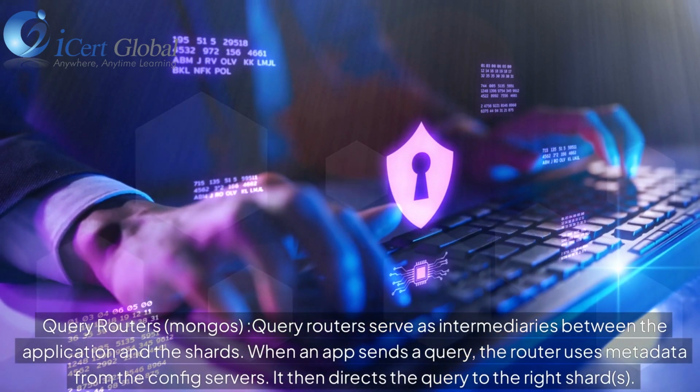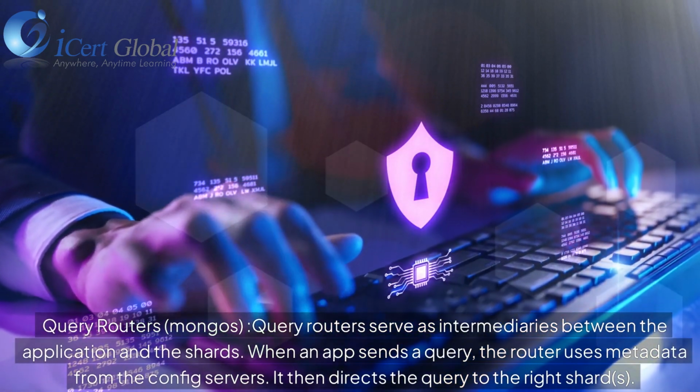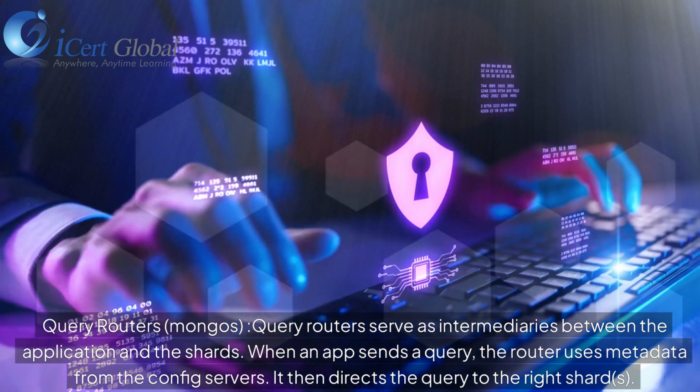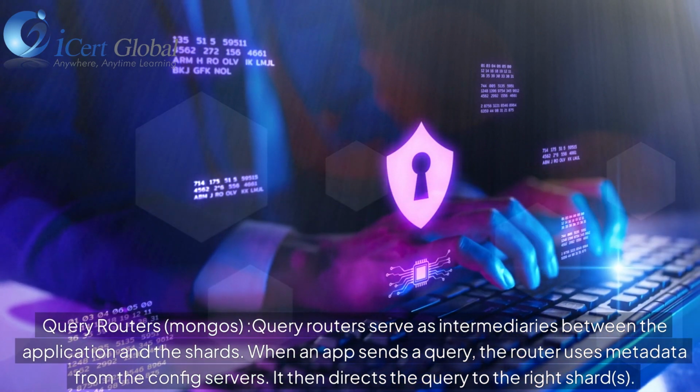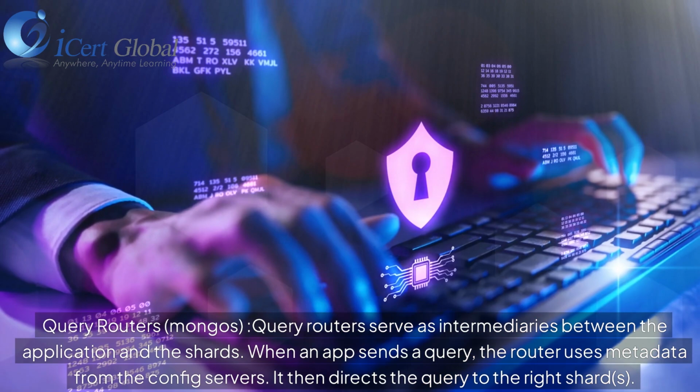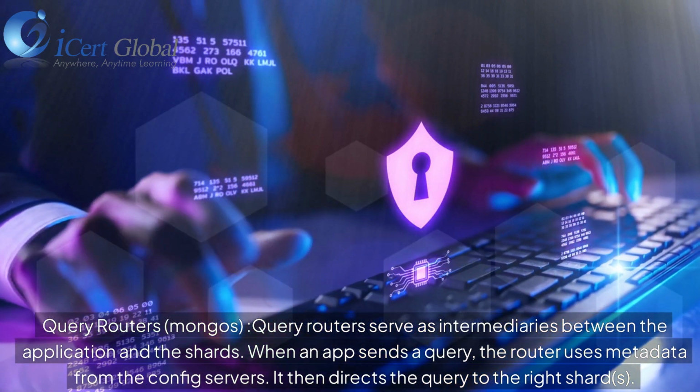Query routers, mongos. Query routers serve as intermediaries between the application and the shards. When an app sends a query, the router uses metadata from the config servers. It then directs the query to the right shards.